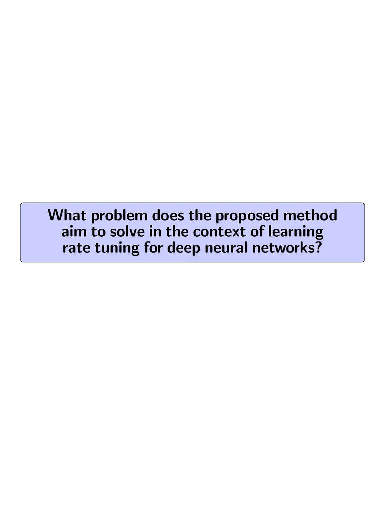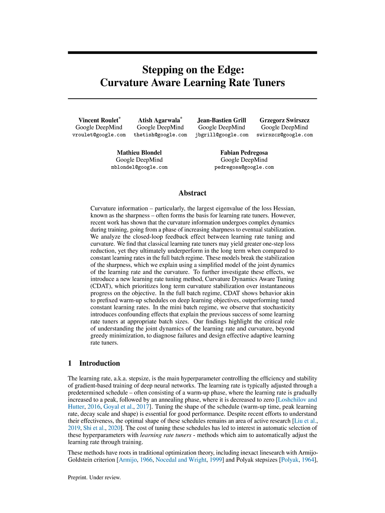What problem does the proposed method aim to solve in the context of learning rate tuning for deep neural networks? The proposed method aims to solve the problem of classical learning rate tuners undershooting the edge of stability in the context of learning rate tuning for deep neural networks.